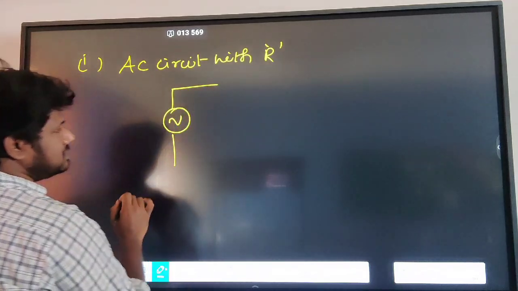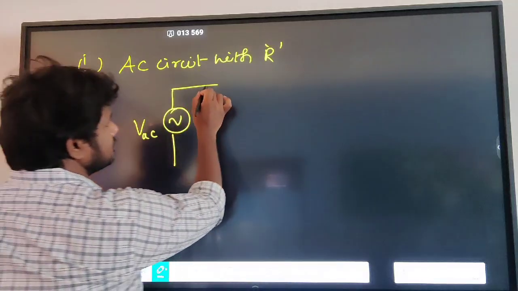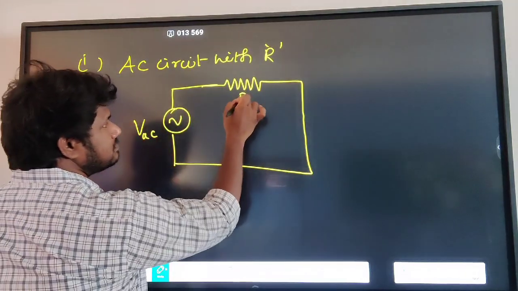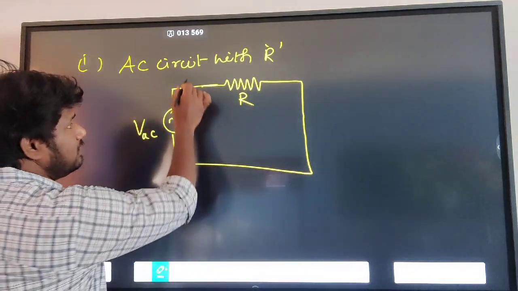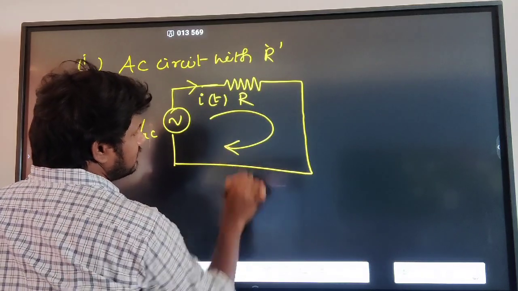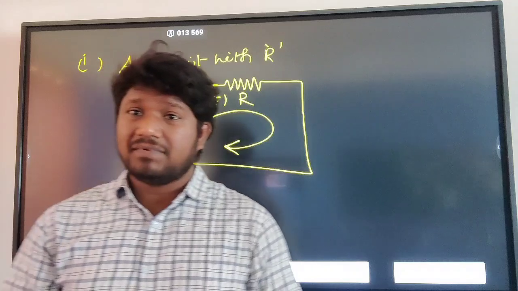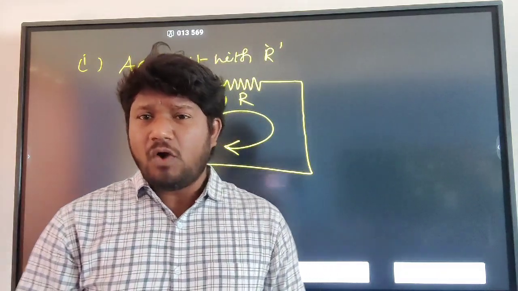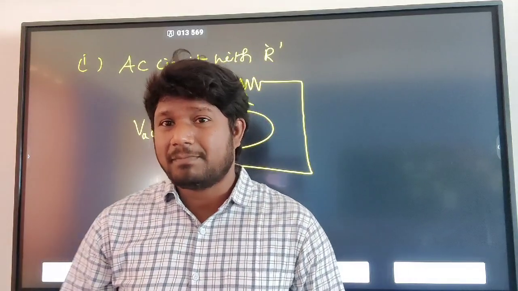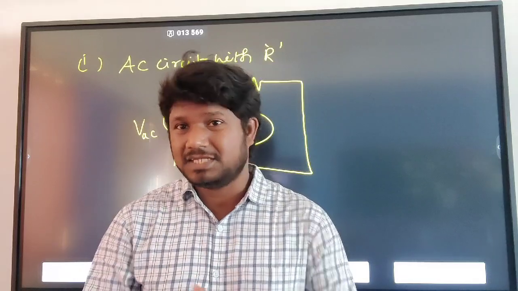This is the AC supply, which is nothing but VAC. This is the resistor, and the current flowing through the resistor is the instantaneous current i(t), and you can make a loop also, because we have only a single loop. Now how are we going to get the voltage and current analysis? Simply by applying KVL, the KVL loop for this circuit.